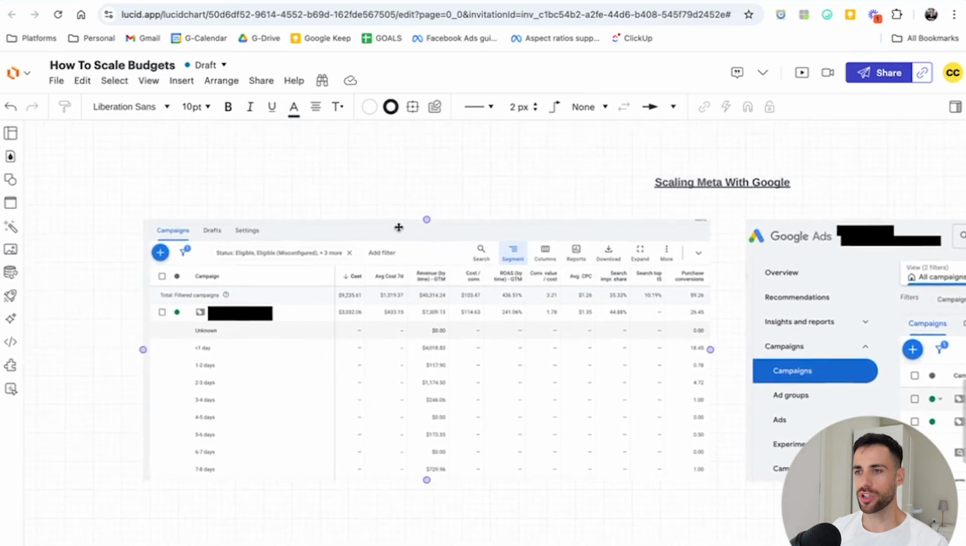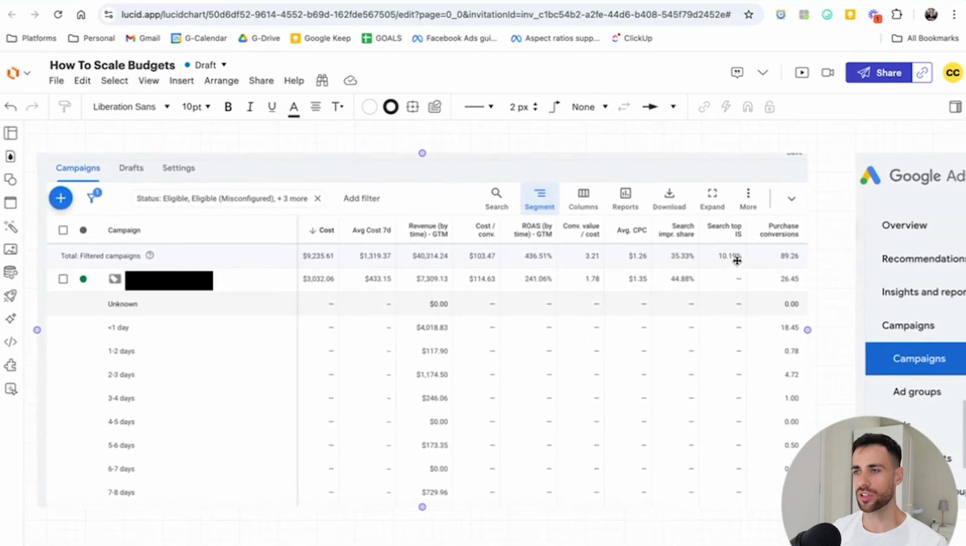So we can look at the last 7 days on Google, and we can look at how our purchases come in. So you see here, we've got 26 purchases in the last day for this account. 18 of them come within 1 day. So the majority of purchases come within 1 day with the Google Ads campaign, but there are still some coming in later.